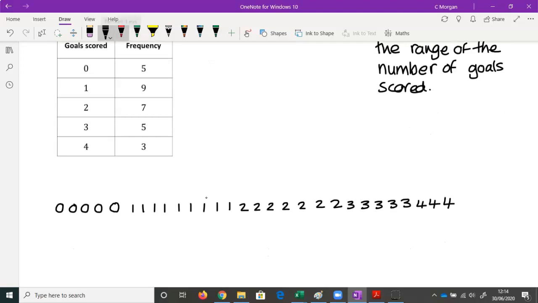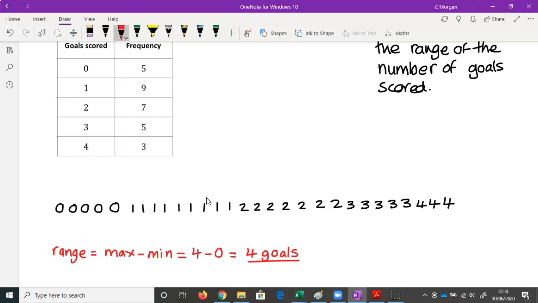Now, I can use this list of numbers to work out the range. As you can see, the range is always the difference between the biggest number and the smallest number of goals in this case. So I can see that my list ends with a 4 and it starts with a 0, and so the difference between those is 4. So my range is 4 goals.